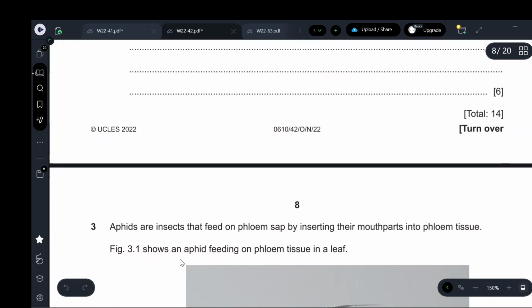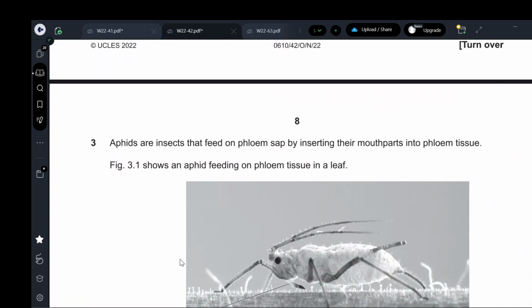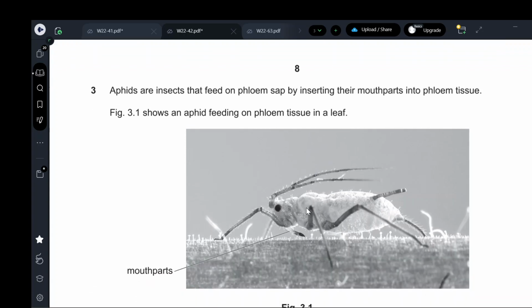Aphids are insects that feed on the phloem sap by inserting their mouth part into the phloem tissue. And he gave you the picture of the aphid.